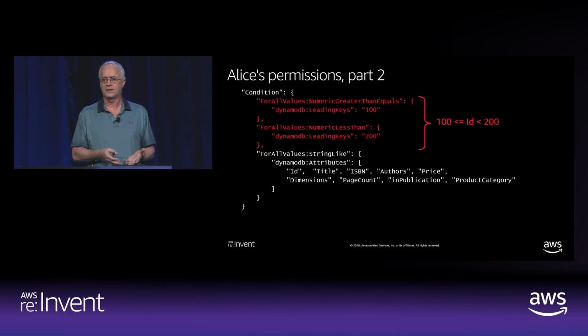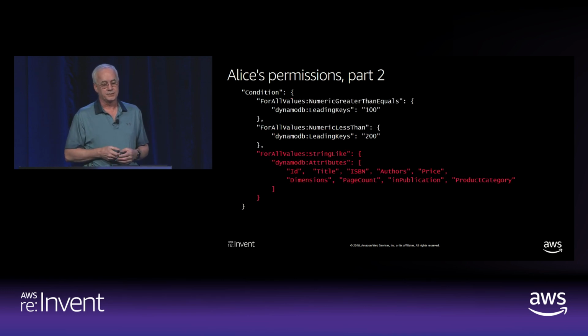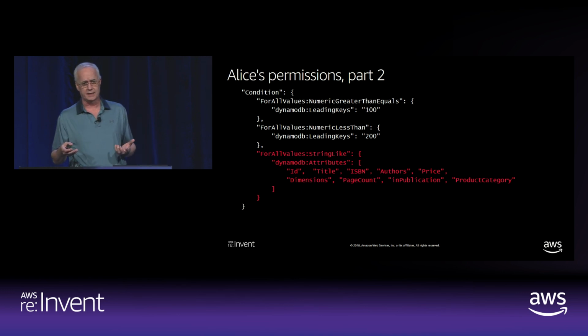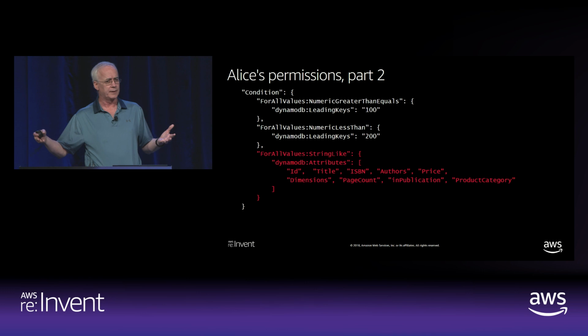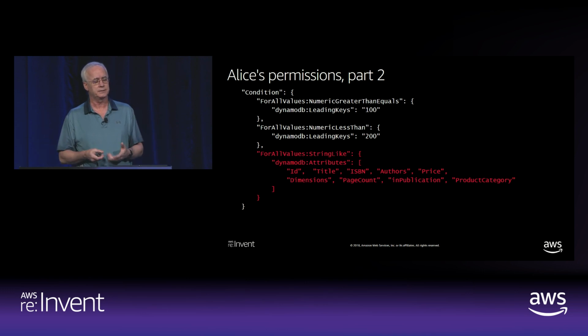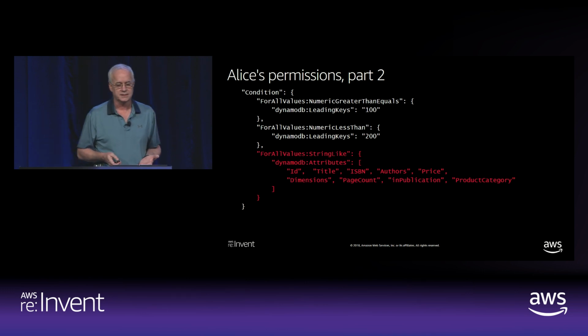In the case with leading keys, I want to make sure that any key that she specifies is within this range. And so I use for all values. The next is the attributes. And again, with attributes, I'm also using the for all values, because when you request attributes from a table, you're generally requesting multiple attributes. It's not just a single attribute. And so it is a multi-value context key.